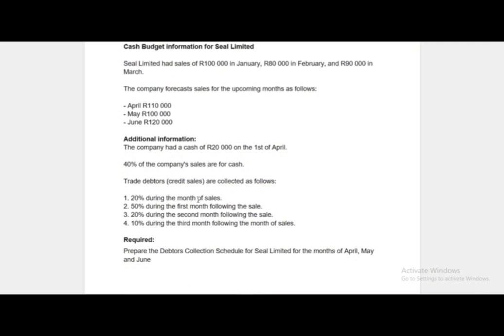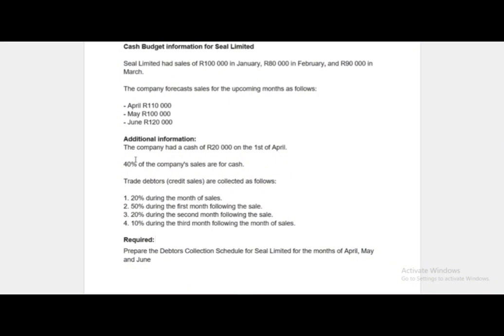And then we are going to collect 50% during the first month following the month of sales. That means if a person bought in January, we are going to collect 50% from that person the following month, which is going to be February. And then we are also going to collect another 20% in the second month following the month of sale, and 10% during the third month following the month of sale, right?